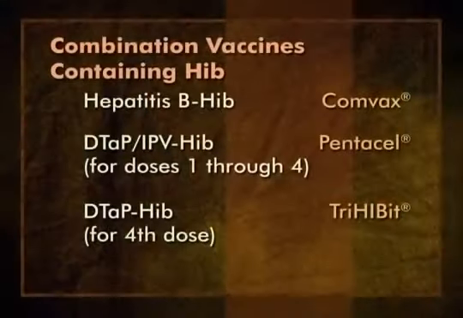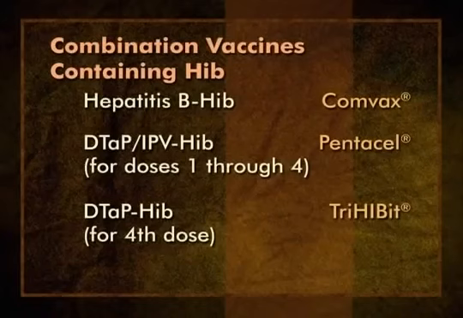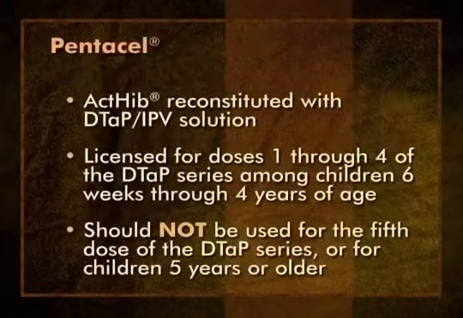Now that we have discussed the specifics of the use of single antigen Hib vaccines, let's move on to combination vaccines that contain Hib. 3 combination vaccines that include Hib are currently available in the United States. There is a hepatitis B Hib combination, Comvax. We will come back to Comvax in a moment. There are also 2 licensed DTaP Hib combination vaccines, Pentacel and TriHIBit.